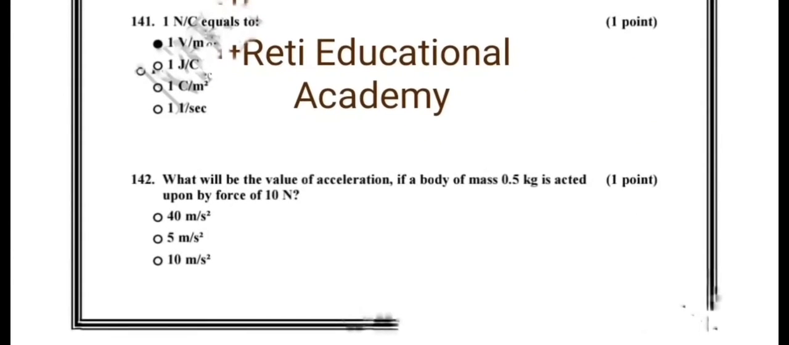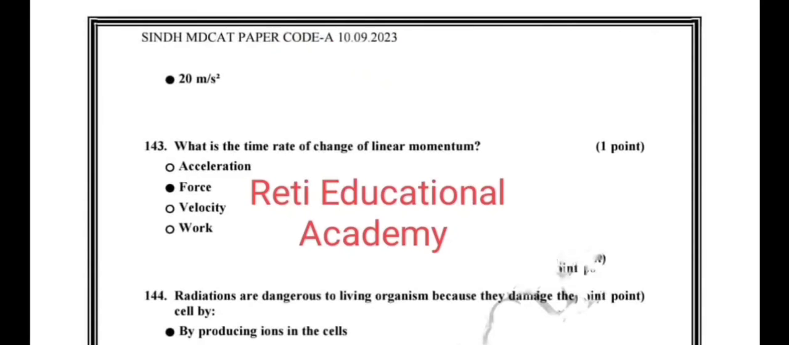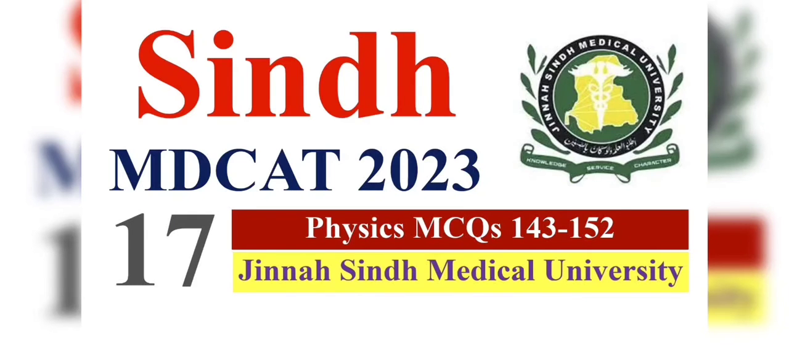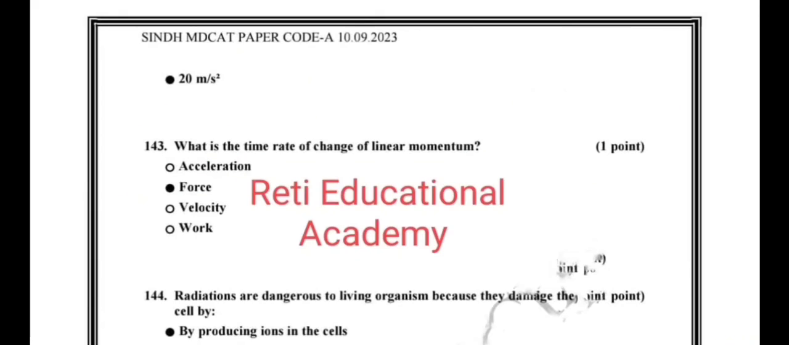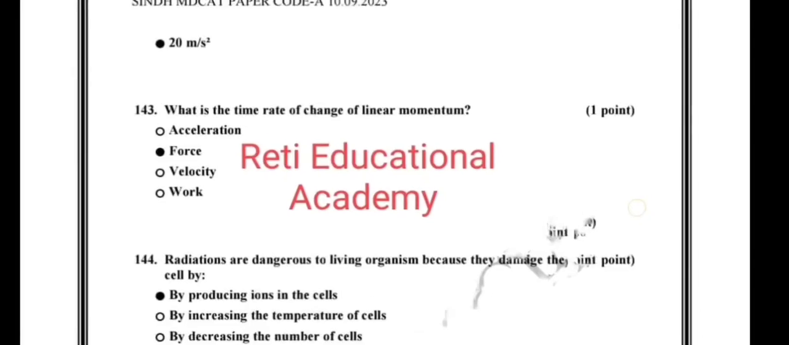Question number 142. What will be the value of acceleration if a body of mass 0.5 kg is acted upon by force of 10 Newton? And the correct option is 20 meter per second square. Question number 143. What is the time rate of change of linear momentum? And the correct option is force.